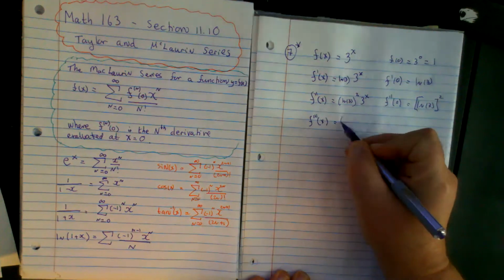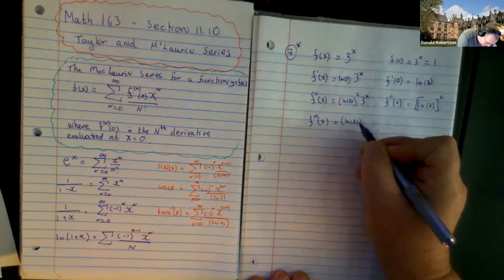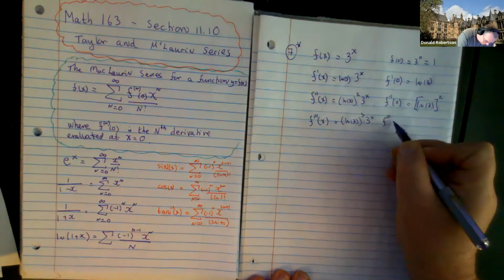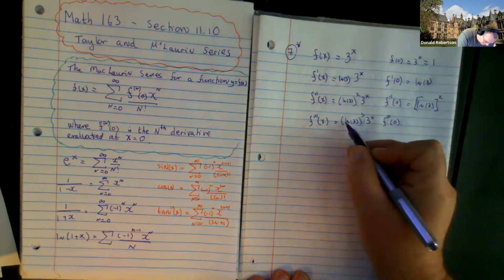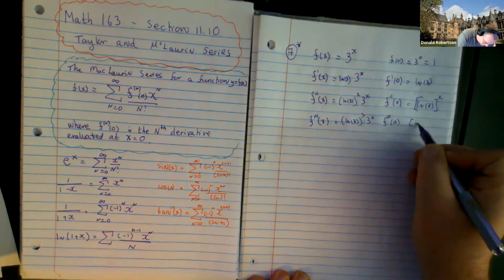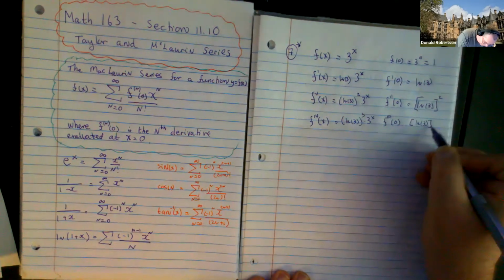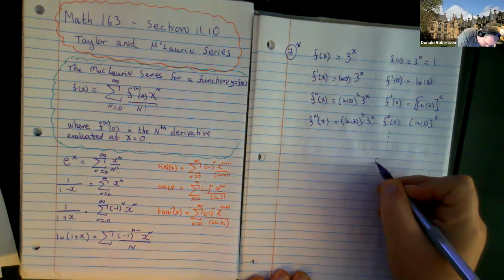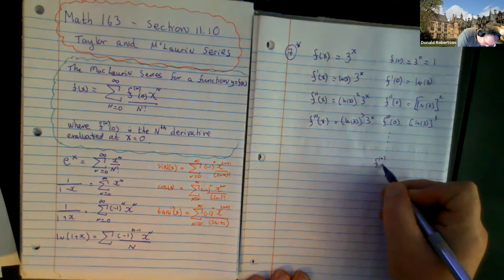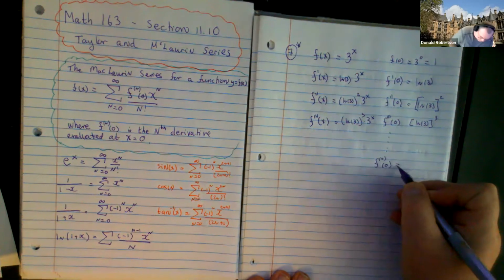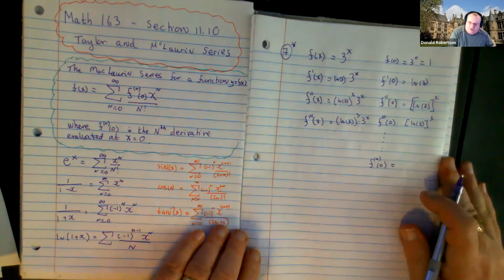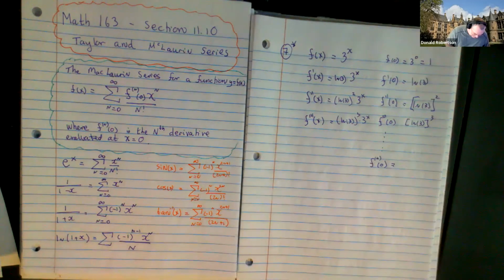ln 3 to the third power, times 3x. And the third derivative at 0 ends up being that guy cubed times 1. And then the kind of hardest part, we have got to figure out what the nth derivative at 0 might be.